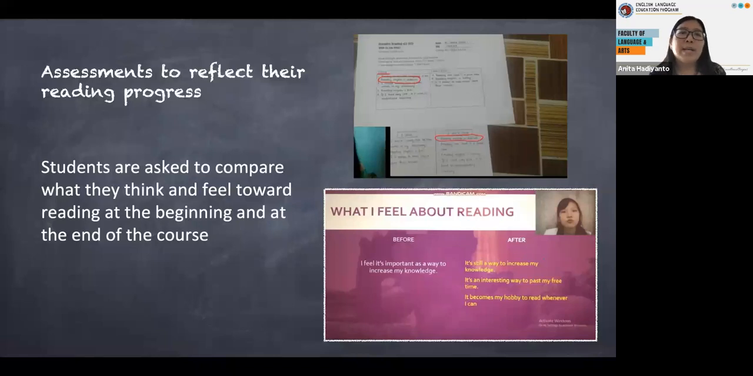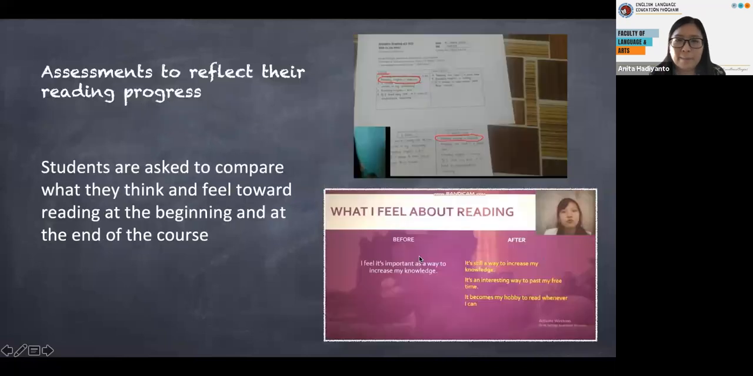Now, the last one is assessment to reflect on their reading progress. Usually we give this at the end of the program. We want the students to compare their attitude toward reading at the beginning and at the end of the semester. Then we ask them to share it orally using a screencast or Matic. So they record and share their ideas.